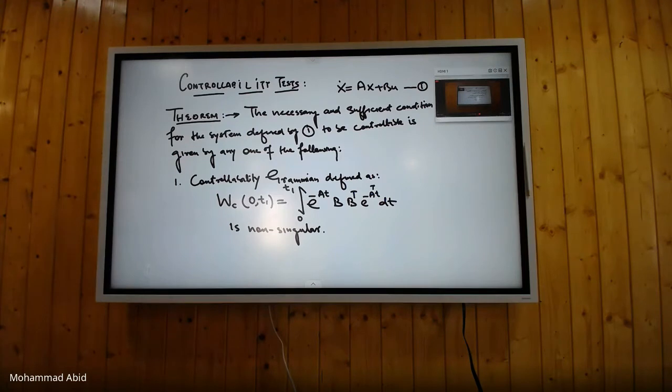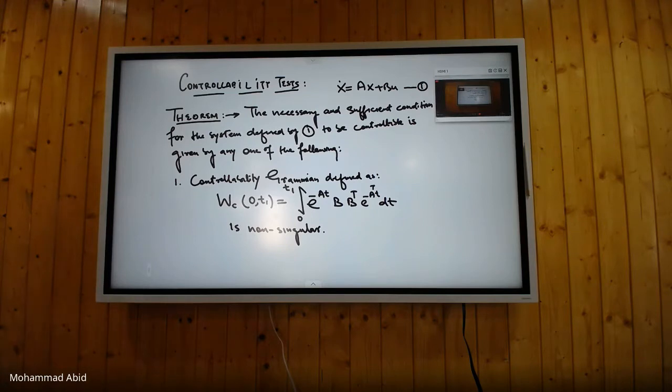This is one condition. For the time being, you just write down the statement of the theorem. I will get to the details in a short while. So the necessary and sufficient condition for the system defined by 1 to be controllable is given by any one of the following. The first condition is the controllability Gramian, which we define as W_C(0, T_1).